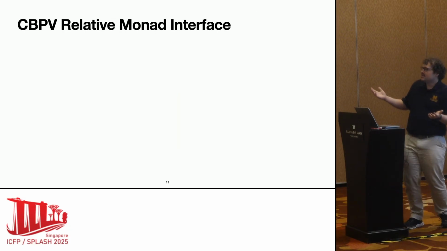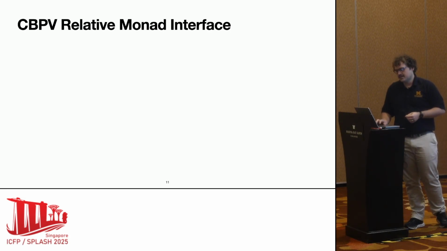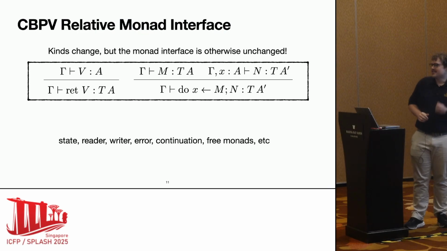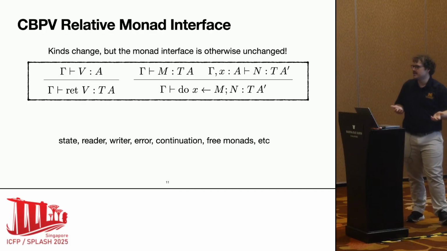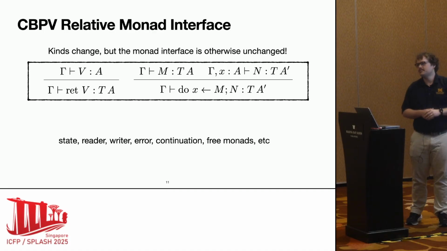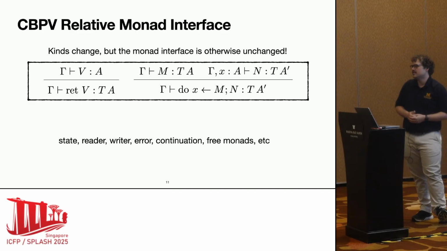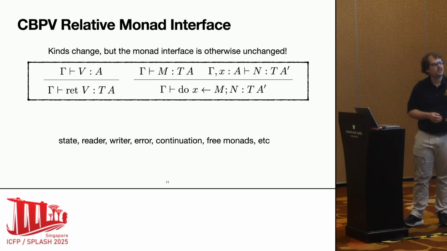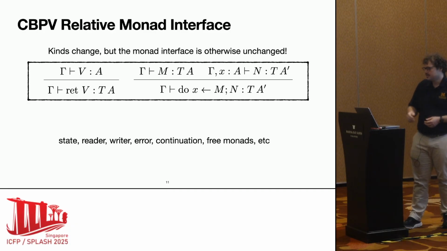Okay, so what does the interface look like, right? We have a TA and it changes the kind. Well, the great thing is it's exactly the same, okay? Exactly the same interface, we just have return and bind. The only difference here is that the TA is a computation type rather than a value type, right? So it very easily generalizes everything that we had before, and we can implement all of our favorite monads that we have in high-level languages.